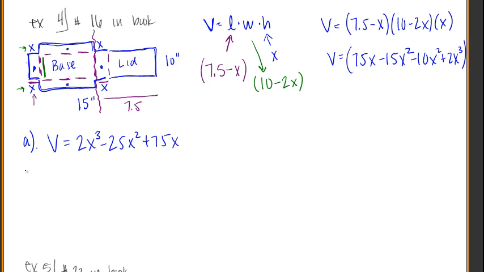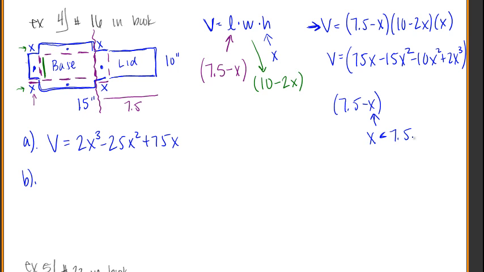Okay? Now part B says let's just focus on finding the domain for this whole thing. To find the domain, I'm going to look at the volume in its factored form. So I'm going to come over here and look at it in this factored form. Obviously, each piece has to be positive. So looking at 7.5 minus x, in order to keep this positive, it's saying x has to be less than 7.5, right? And we don't want it exactly equal to 0, so I'm going to say strictly less than 7.5.